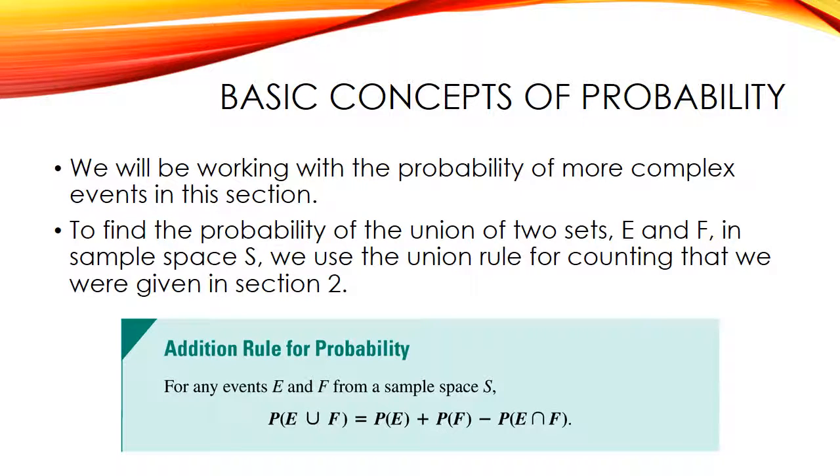And that rule is that the probability of the union of two events, E and F, is the probability of E plus the probability of F minus the probability of the intersection of E and F.